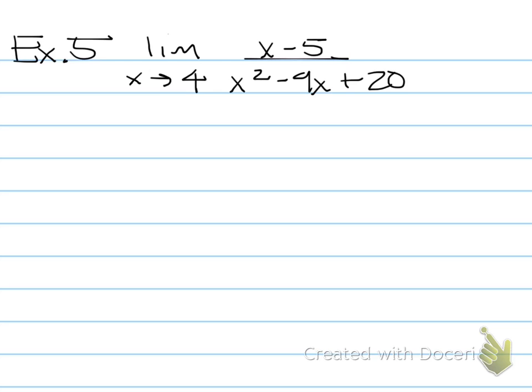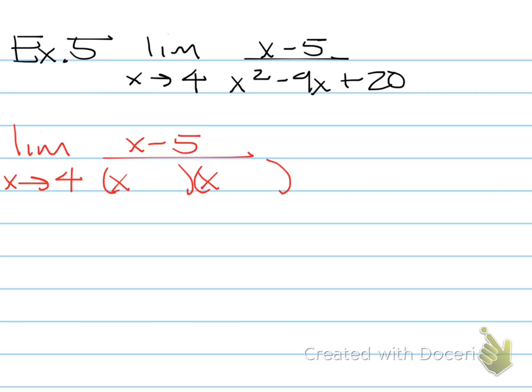And in this example, we want to go ahead and factor the denominator because, let's see, if we were to plug in 4 for the x, we would get 16 minus 36 plus 20, which would give us 0 in the denominator. So we can't immediately use direct substitution because that value of 4 would give us 0 in the denominator. So we have to factor the denominator to see if we can remove the discontinuity.